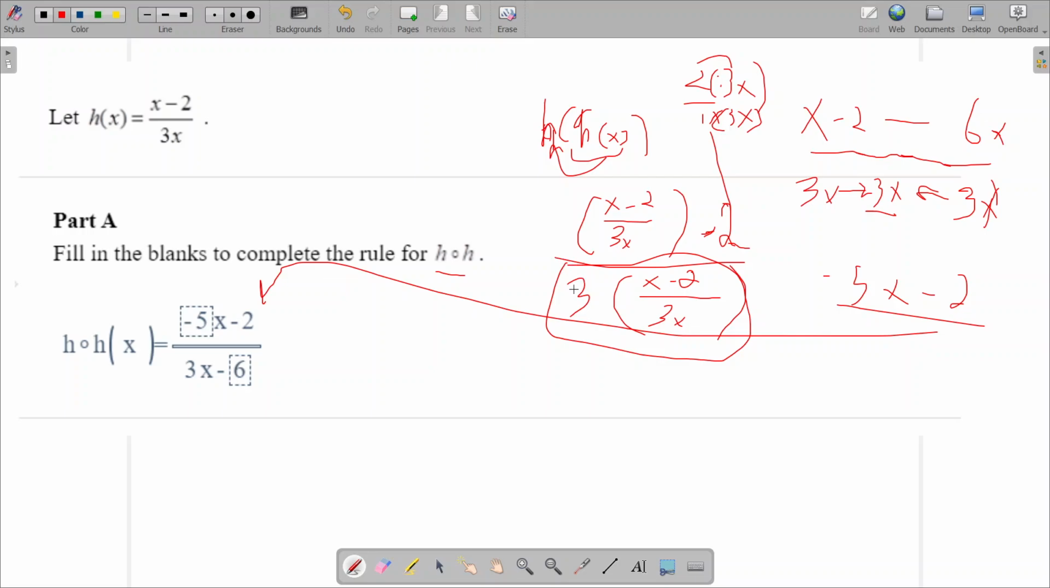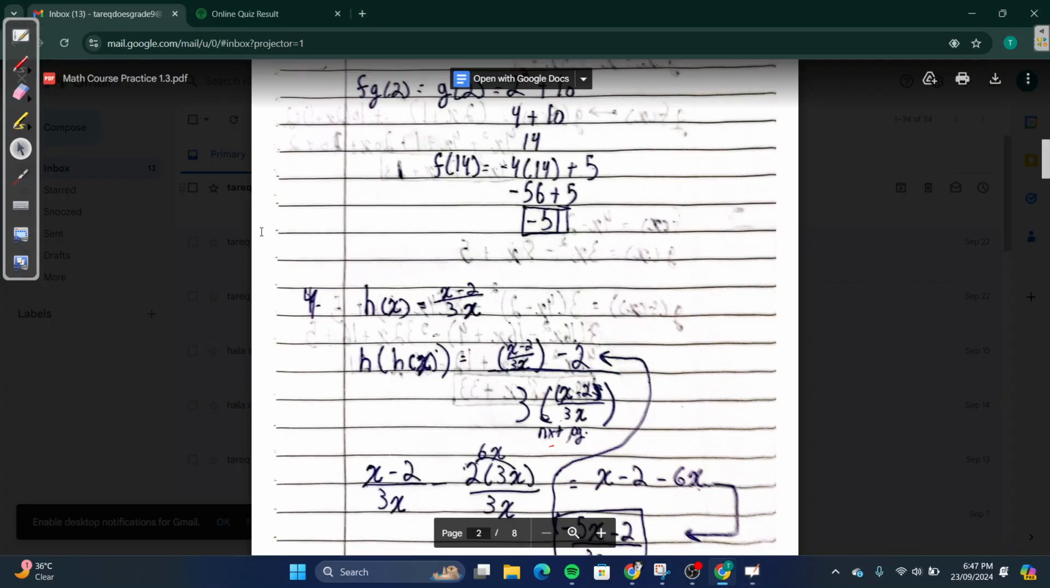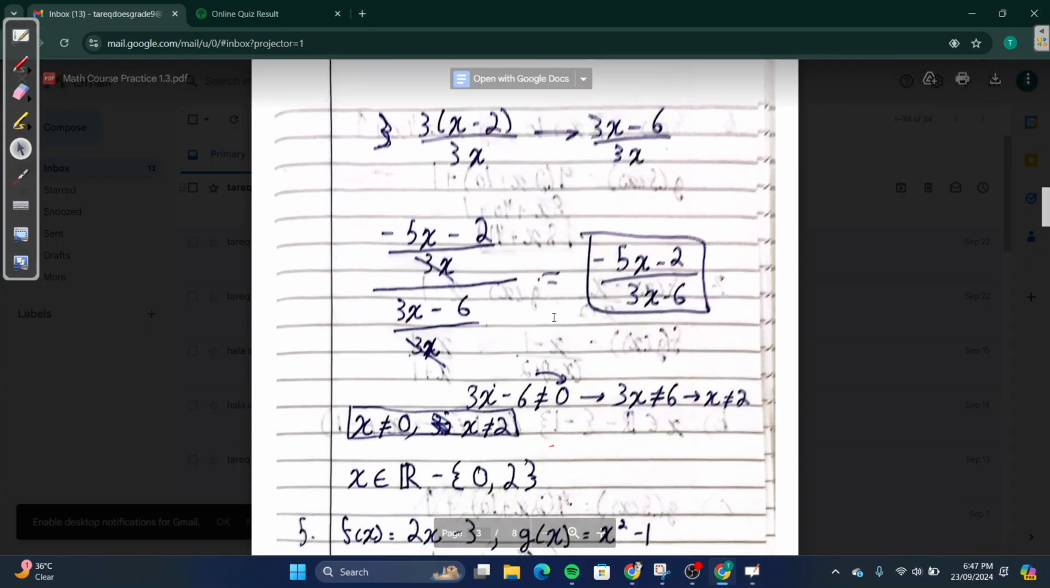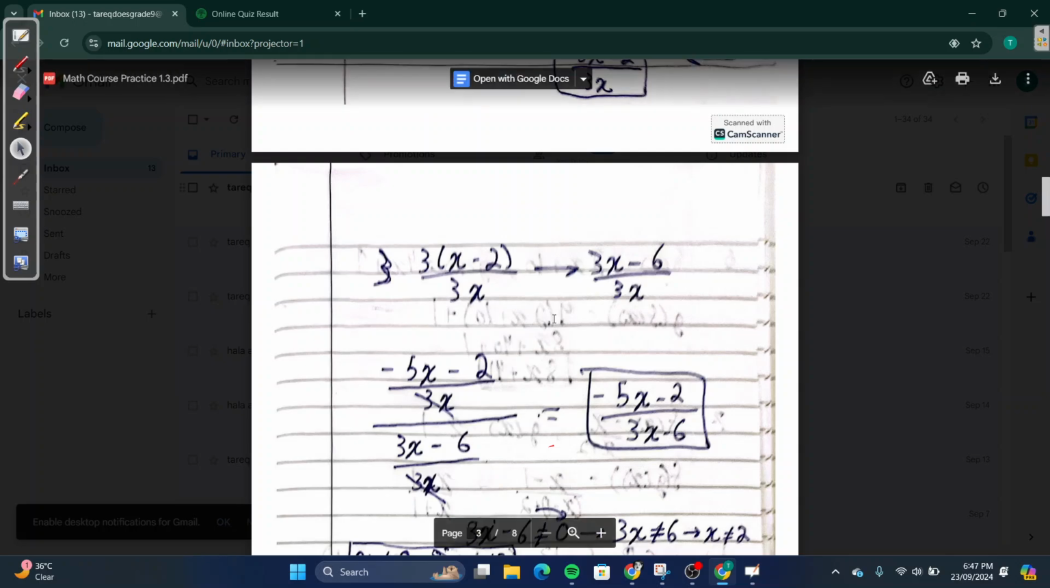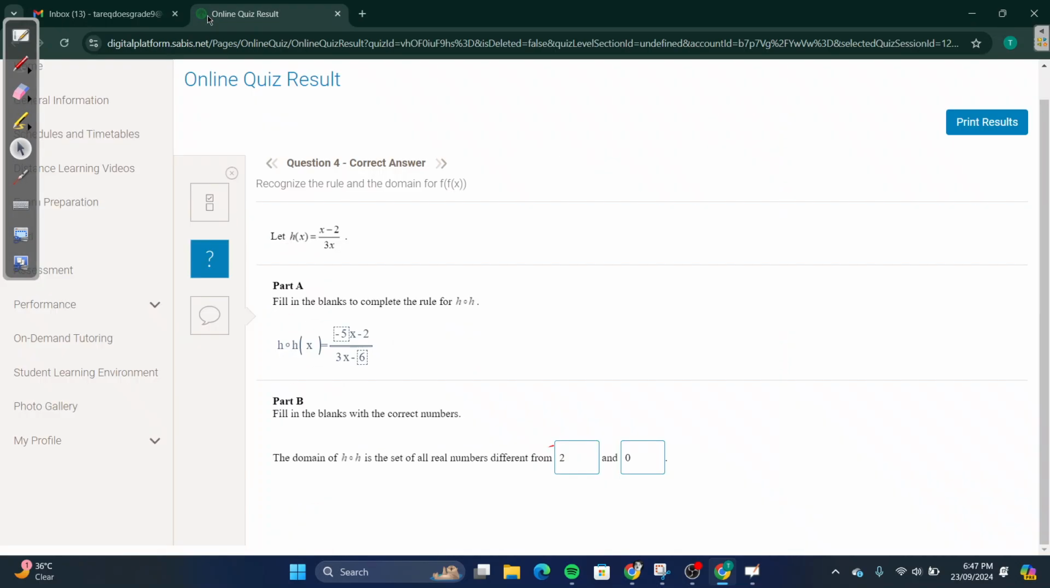What you want to do here is distribute 3 into x minus 2. So you'll get 3x minus 6 over 3x, which is your answer. Wait, let me just see why it's not. Hang on. X minus 2 over 3x. Yeah, okay. Oh yeah, that's right.